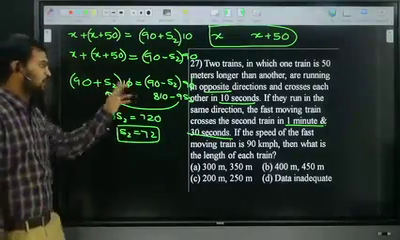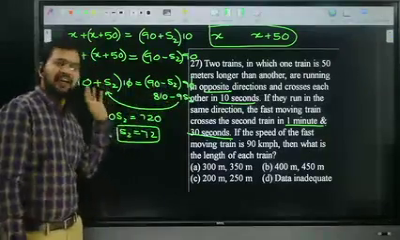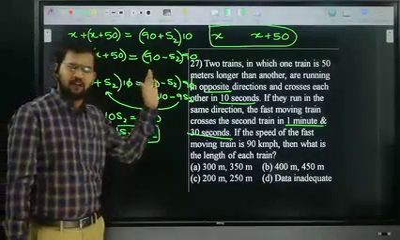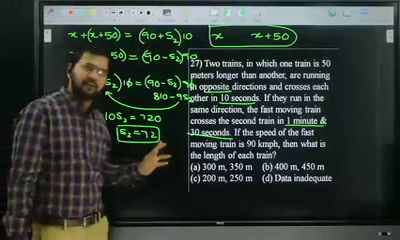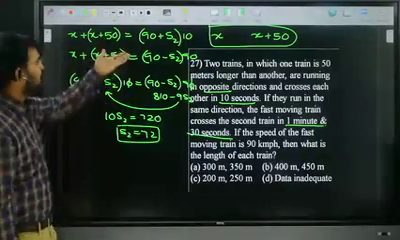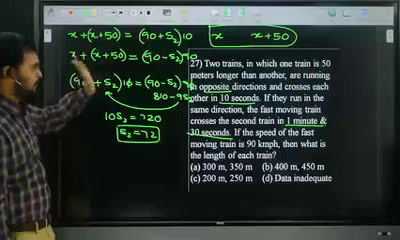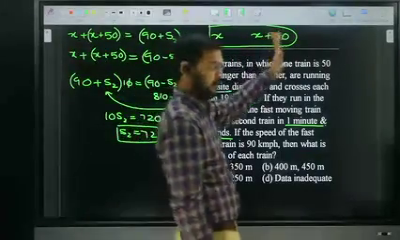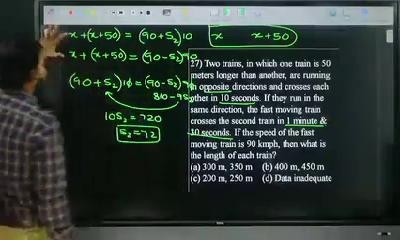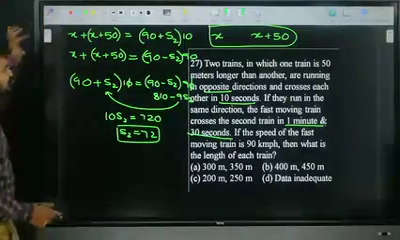Here there is no need to go for unit conversion, because LHS side unit conversion and RHS side unit conversion automatically get cancelled. Therefore, the speed of the second train is 72. If you substitute in any one equation, we can get x. After getting x, we go for x plus 50. If you substitute in the first equation, this is x plus x, 2x.